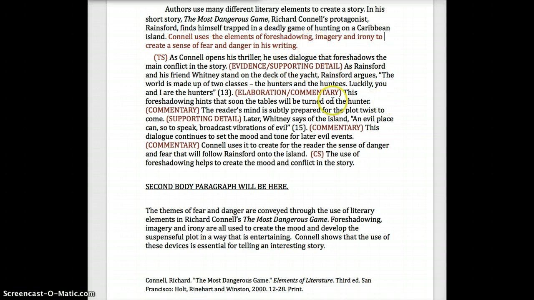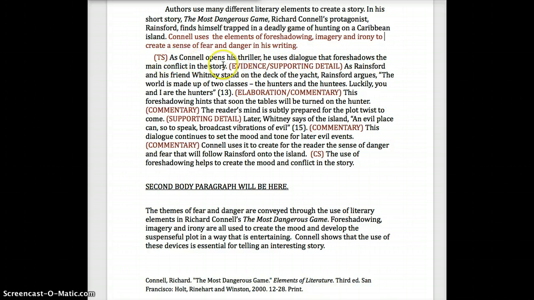Okay, now the body paragraphs. This one, as you see, begins with a topic sentence. That's what the TS stands for. This topic sentence establishes what you are going to talk about in this body paragraph. You are going to elaborate on foreshadowing and conflict, okay? Or the foreshadowing, I'm sorry.